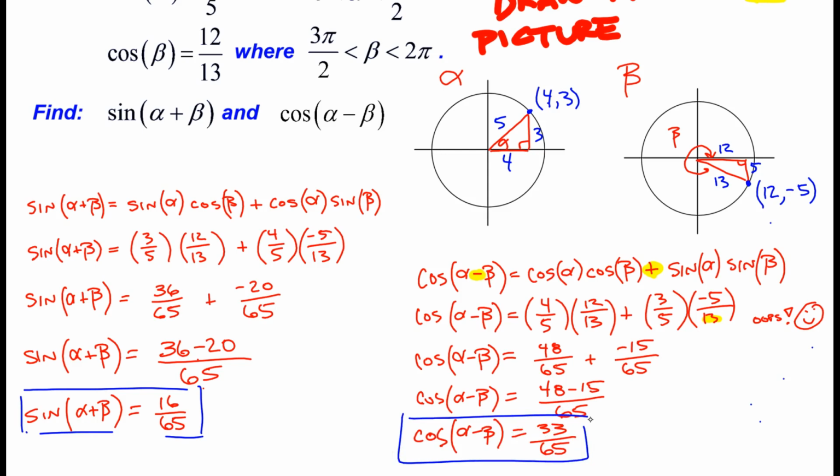There you have it, folks. Sine of alpha plus beta is 16 over 65, and the cosine of alpha minus beta is 33 over 65. One of the things I don't want to lose sight of here is, what is alpha plus beta? Well, it's what would happen if I took this angle alpha and I added beta to it. And what is alpha minus beta? It's if I took this angle alpha and I subtracted beta from it.